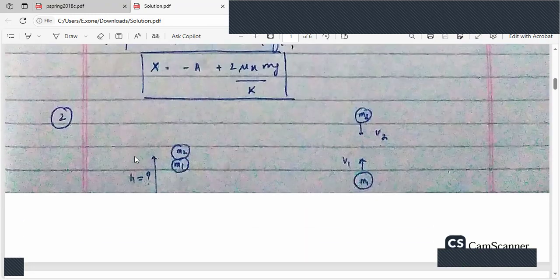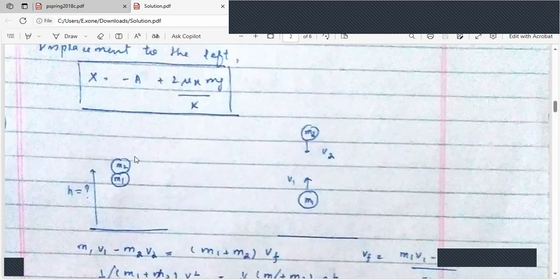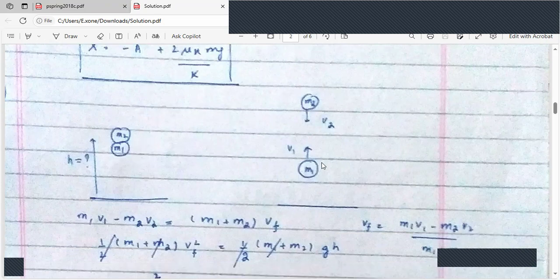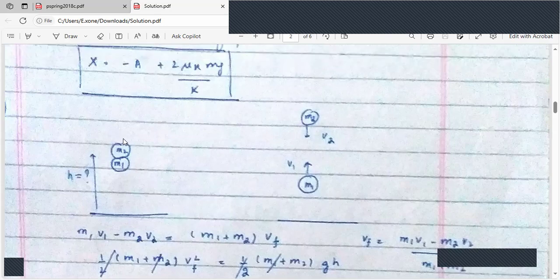So consider here a scenario where this is a floor or surface of Earth, and the mass m1 is moving upward with velocity v1, and mass m2 is moving downward with velocity v2, and they are moving under the force of gravity. So we want to know the height that these two combined masses are going to achieve after the collision.